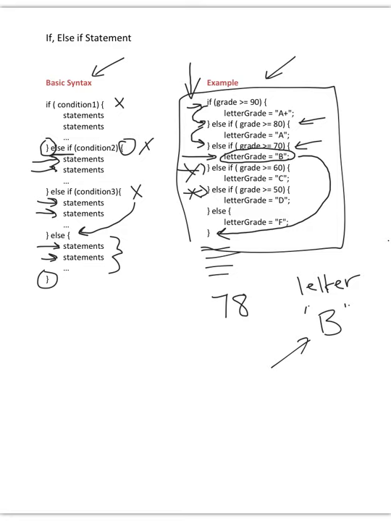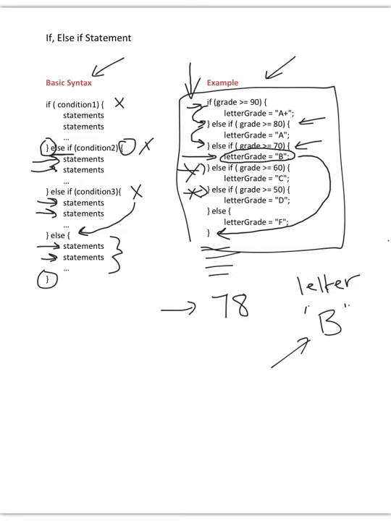Okay, you can imagine how things might be different if that was reversed. So for instance, if we started off at the top and we checked to see if the grade was greater than or equal to 50 and worked our way up, that wouldn't work as well. Because it is greater than or equal to 50 because it's 78, but it's also greater than or equal to 60, and it's also greater than or equal to 70. So it would just keep working its way up.